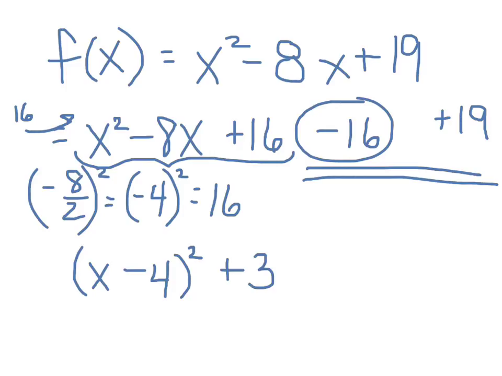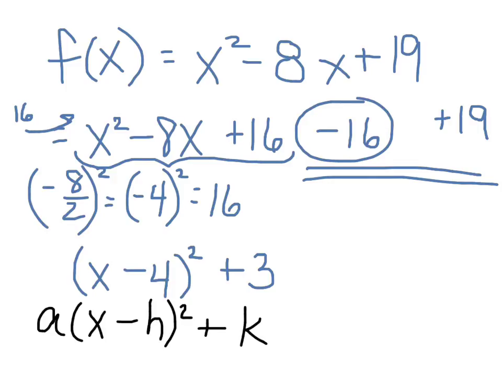Is this in vertex form? Let me rewrite what vertex form is in black marker. A times x minus h, the quantity squared, plus k. Is that in vertex form? Yes, it is. We wouldn't have an A then in this one, no. For this one there's no A because we didn't take anything out to begin with. I'll give you one in a second that's like that. So what's the h? 4. What's the k? 3.